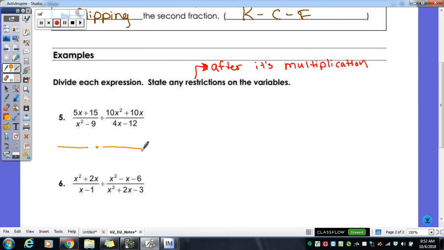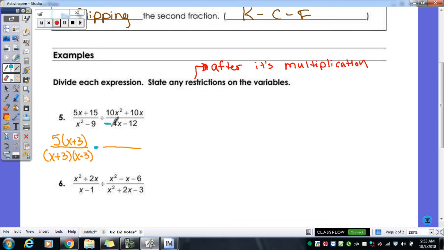So 5x plus 15, can we factor that one? Yes, what's our GCF there? 5. Then we have an x plus 3. How about that denominator, x squared minus 9? Yes, how does that one factor? x plus 3, x minus 3. So as you can see, I've already changed it to multiplication. I've done my keep, changed it to a multiplication problem. So now we're going to do our flip.